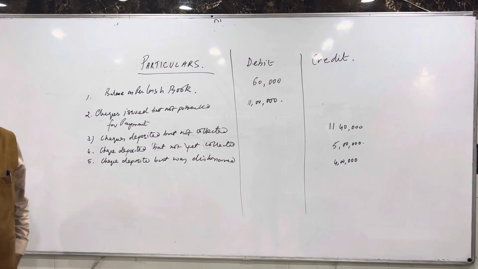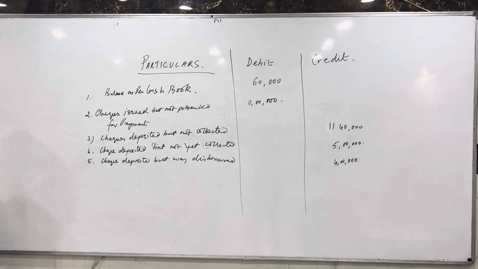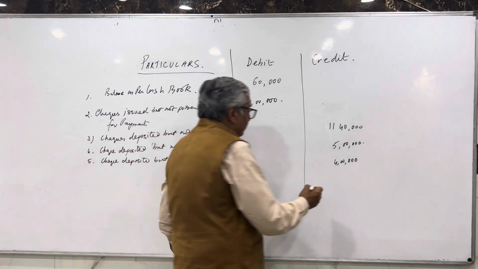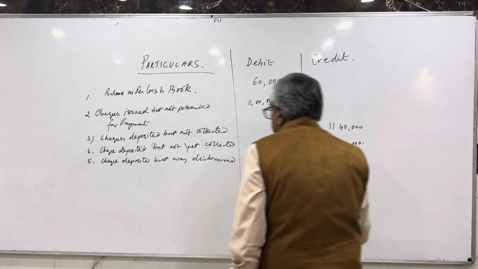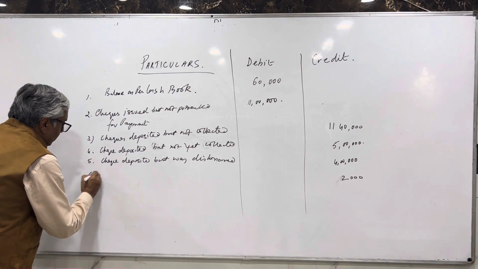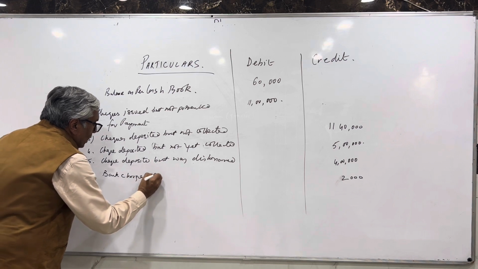Passbook showed bank charges of 2000 debited by the bank. बैंक ने हमें 2000 रुपीज के चार्जेस से डेबिट कर दिया. बैंक ने हमें क्या कर दिया? डेबिट कर दिया. हमारे लिए बैंक चार्जेस क्या होते हैं? एक्सपेंस होते हैं. हमने बैंक चार्जेस को डेबिट करना है, बैंक को क्या करना है? क्रेडिट करना है. हमने वो नहीं किया. कितने से नहीं किया बैंक को क्रेडिट? 2000 से. तो यहाँ पे हम 2000 रुपए क्रेडिट कर देंगे और यहाँ पे लिख देंगे बैंक चार्जेस नॉट एंटर्ड इन कैश बुक.